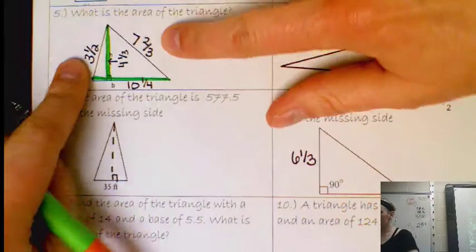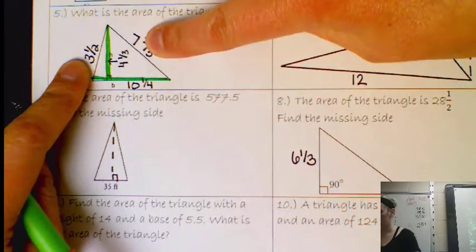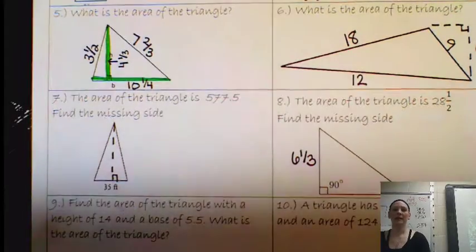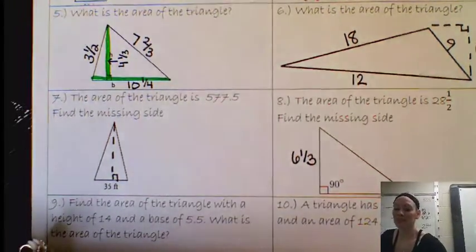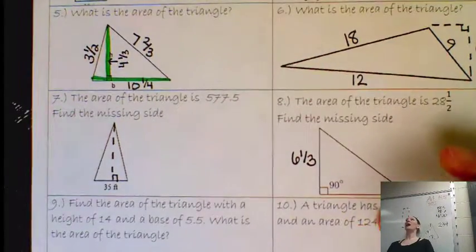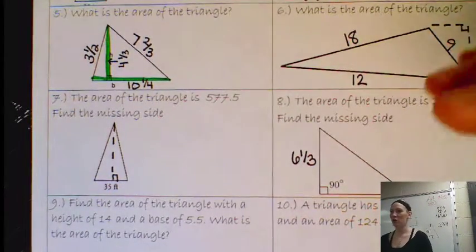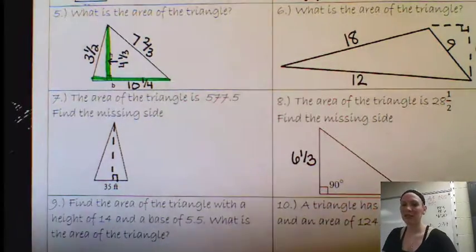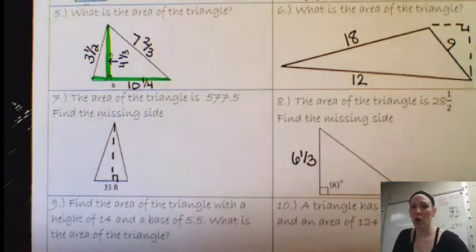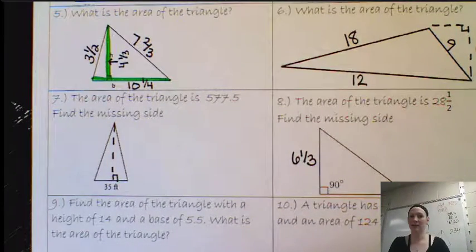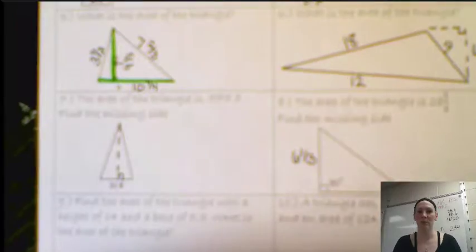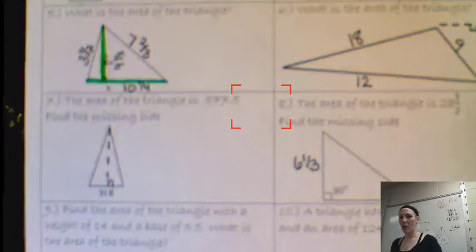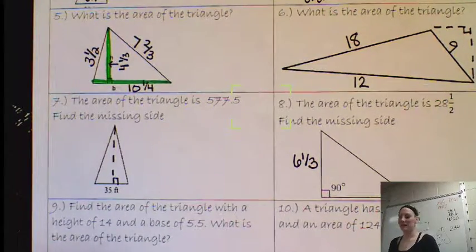Now remember, these two could not be our heights because they are going at a diagonal. If you remember from the video I just did, you don't go to the doctor and get measured at a diagonal. You get measured straight up and down. So just keep that in mind when you're looking for your height. It's got to be the one that is straight up and down.